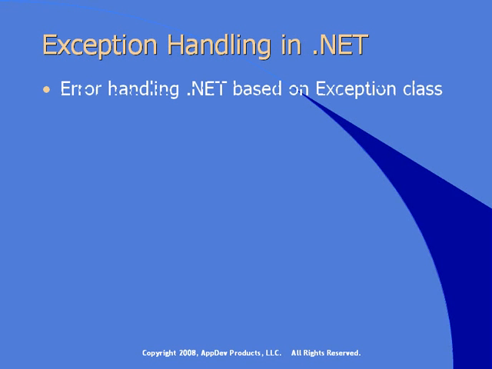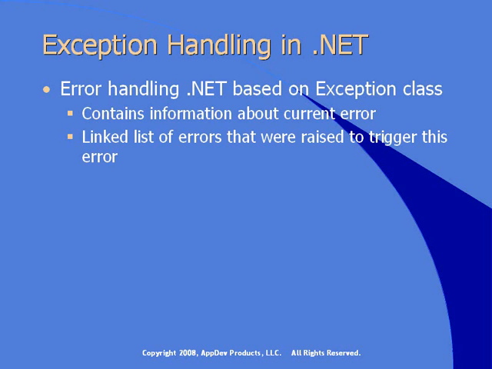Exception handling in .NET is all based on the concept of using instances of the exception class to contain information about an error that has occurred. Each instance of the exception class will contain information about the current error that just occurred, and at any point you can have a linked list of errors that were raised to trigger this error, so that any error handling can take an error, add on more information, including the old error, and pass it on up to the caller.